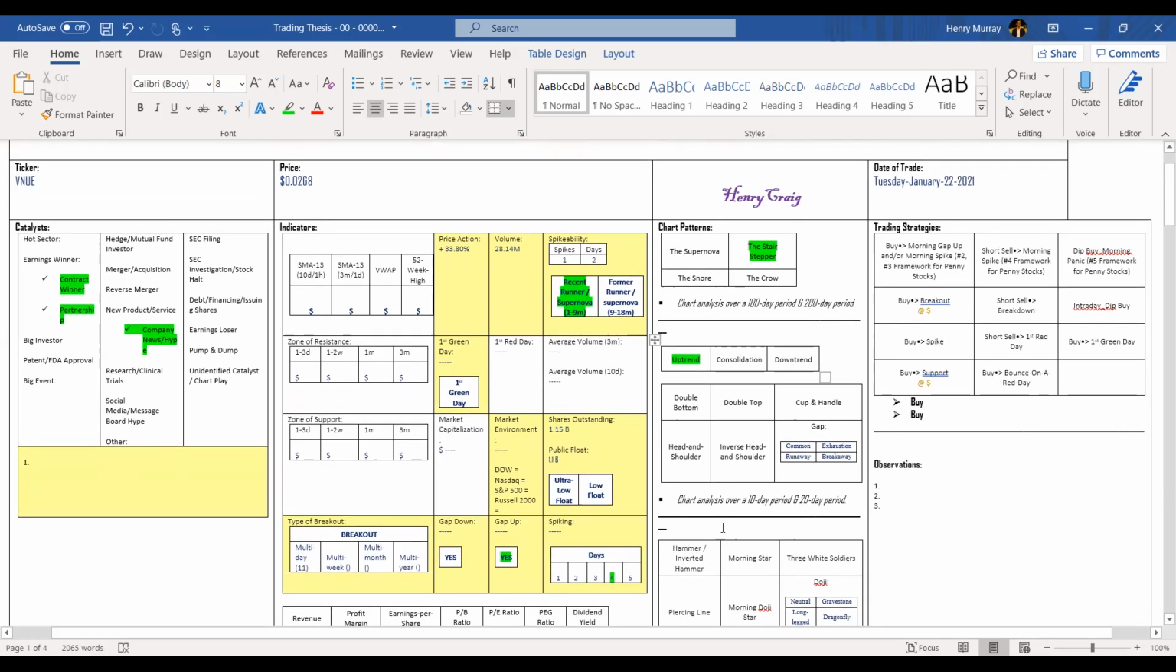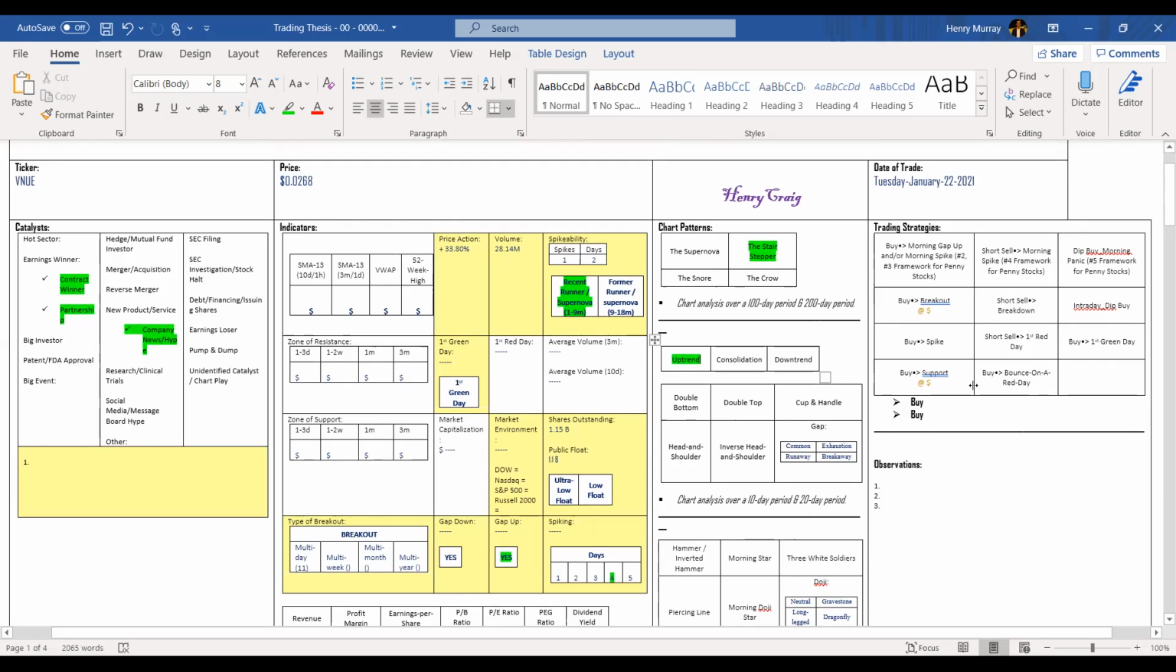So what trading strategy do I want to use? Let's see what are available. I could try to buy a morning panic. I could also try to buy a morning spike. I could look to dip buy any intraday panic. If it was a first green day, I would highlight this section right here.